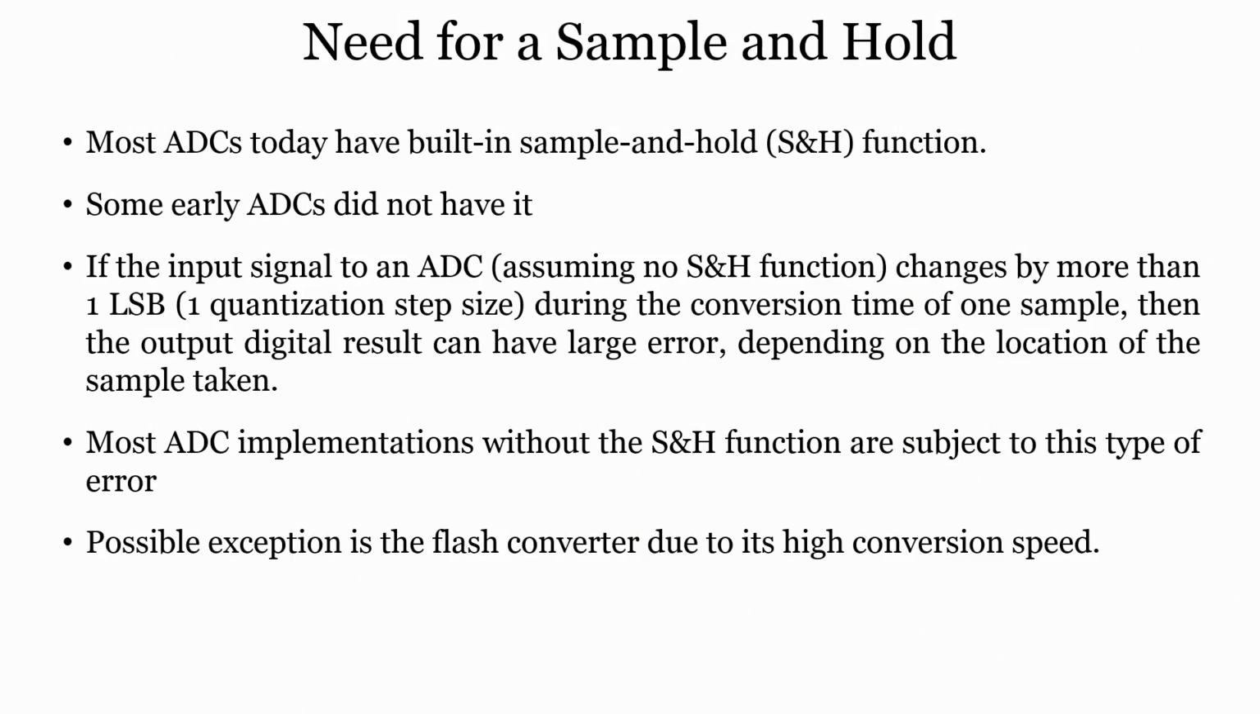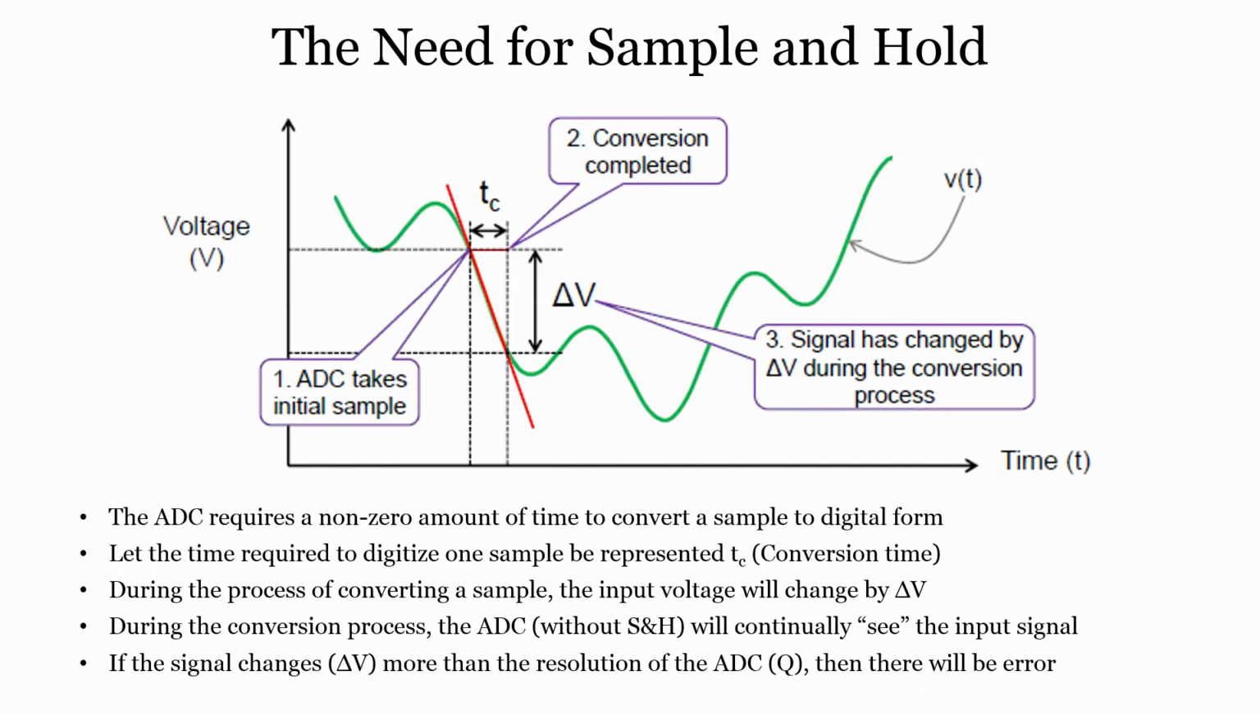What is the need of a sample and hold circuit? Most of the ADCs today have built in sample and hold circuits. Some early ADCs did not have that, and if the input signal to the ADC changes by more than 1 LSB during the conversion time of one sample, then the output digital result can have a larger error, depending on the location of the sample taken. Similarly, most ADC implementations without sample and hold functions are subject to this type of error. A possible exception is the flash converter due to its high conversion rate. So, except for the flash converter, other ADCs will suffer if you do not use a sample and hold circuit.